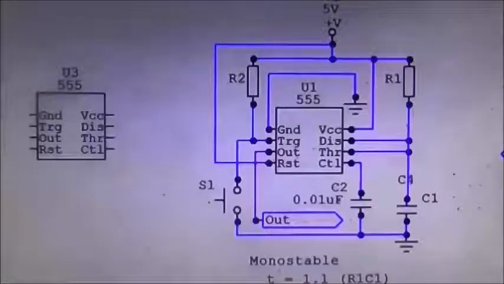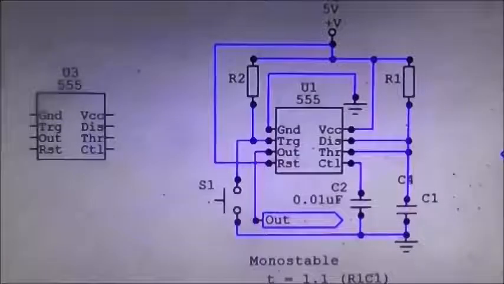Pin 7 here is the discharge, and quite simply it's connected directly to the collector of an internal NPN transistor, and it discharges the timing capacitor to ground when the output at pin 3 here goes low.